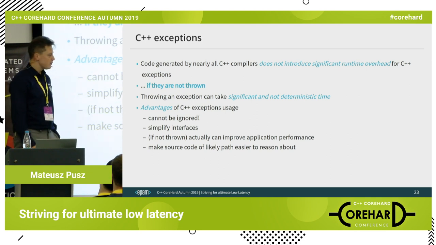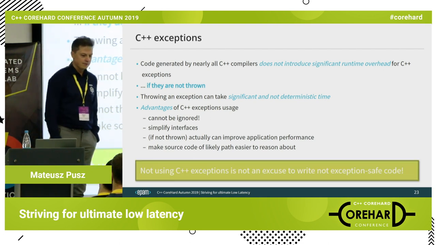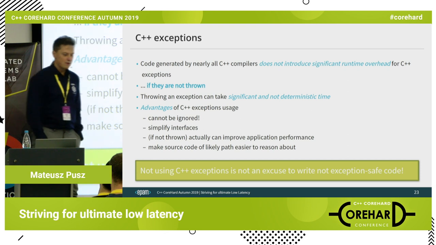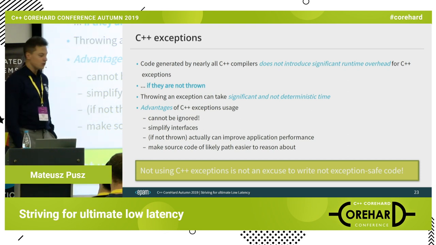So if you assume that everything can throw and you are using RAII everywhere, you're writing not only thread-safe code, but you're writing correct code. Because even if you're not allowed to use exceptions in your code, it shouldn't be an excuse to write not exception-safe code.